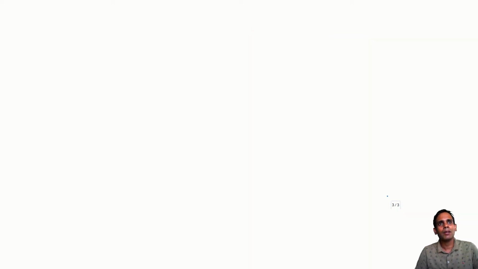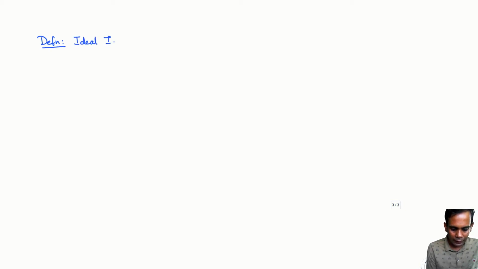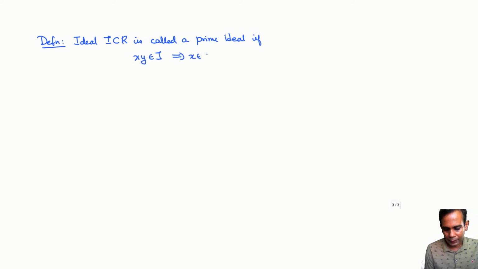Some basic results about properties of ideals and what they mean for the quotients of rings by those ideals. So firstly, let's recall the definition of a prime ideal. Definition. So again, R is a commutative ring. An ideal I of R is said to be a prime ideal if xy belongs to I implies that x belongs to I or y belongs to I.